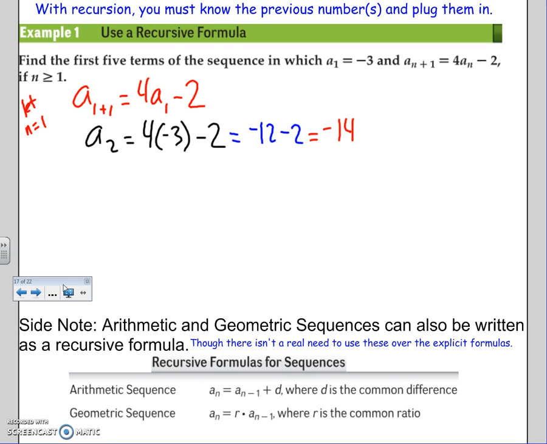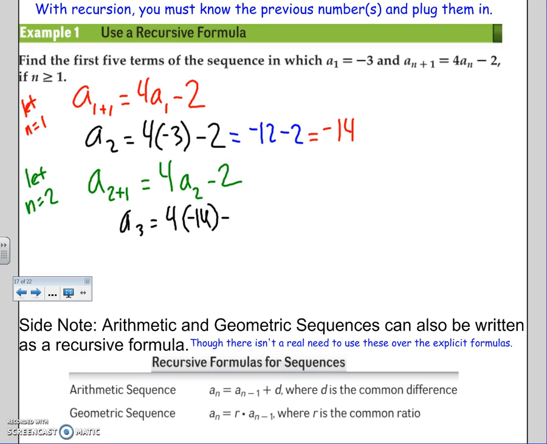Now we're going to look for the third term. So to find the third term, I'm going to say let n equals 2, meaning a of 2 plus 1 equals 4 times a sub 2 minus 2. So that means a sub 3 equals 4 times a sub 2, which we just found was negative 14, so I use that answer, the previous number, minus 2. If I compute that, negative 28 minus 2, that is negative 30.